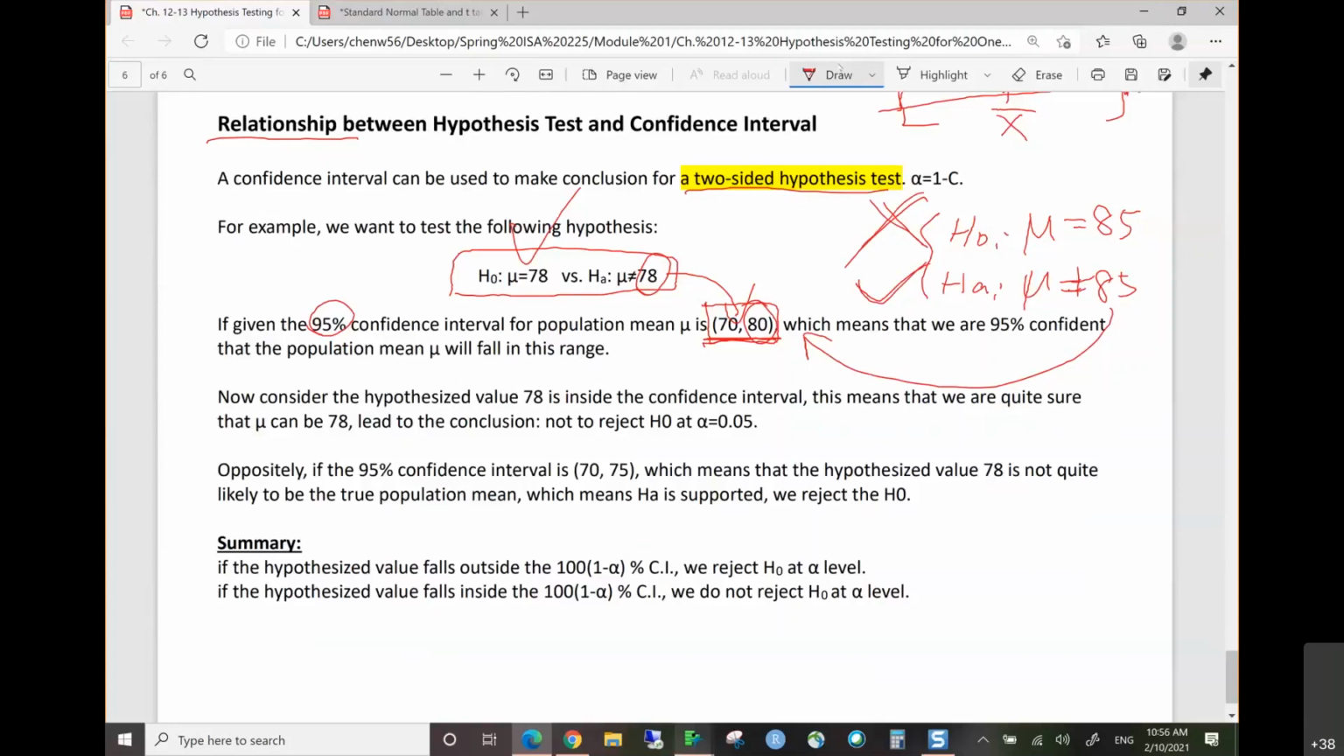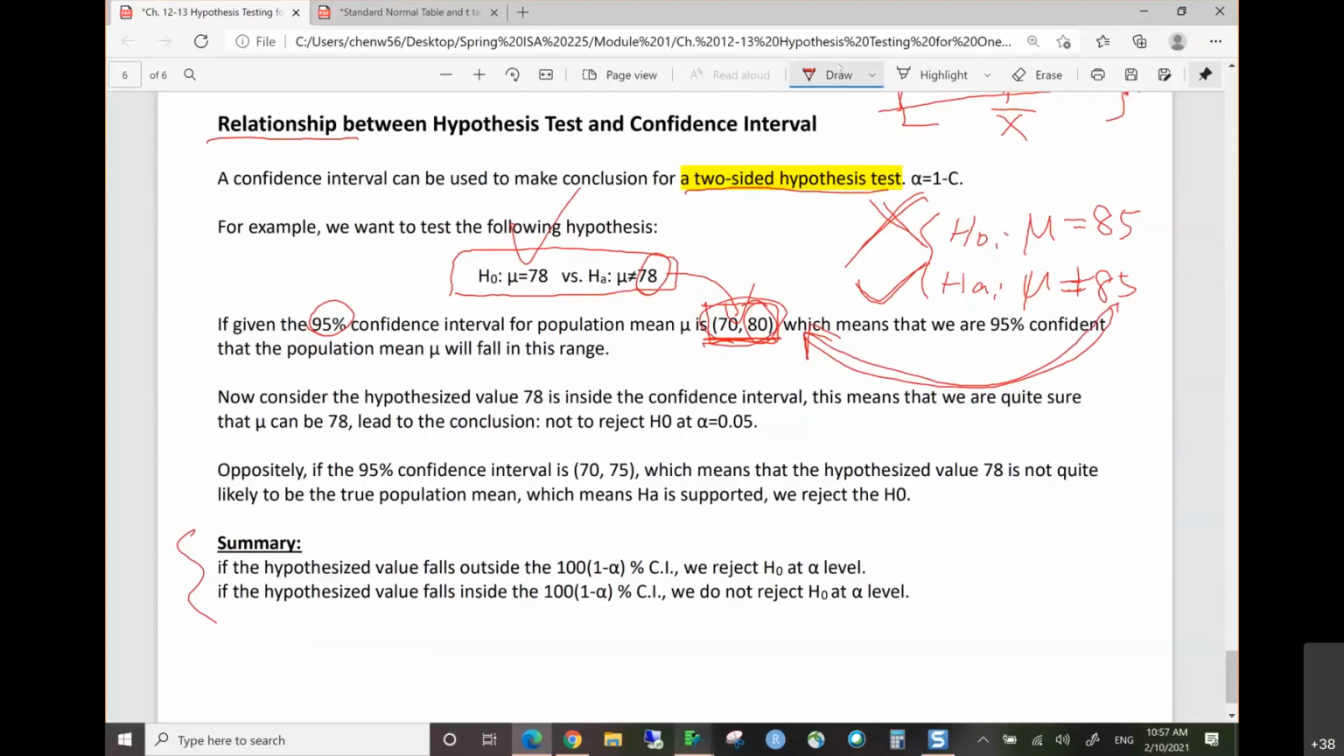Right, so without calculating the test statistics, without finding the p-values, if you already have the confidence interval, you can use this confidence interval to make the conclusion about this hypothesis. Summary: if the hypothesized value falls outside the confidence interval, then we reject the null hypothesis. That means your alternative hypothesis will be supported.